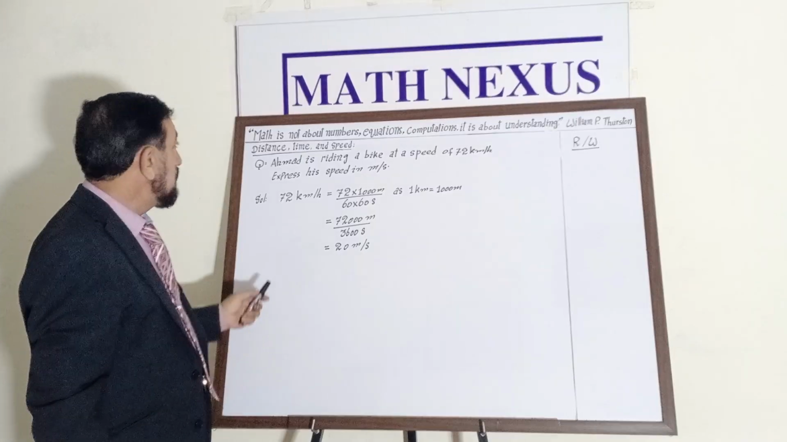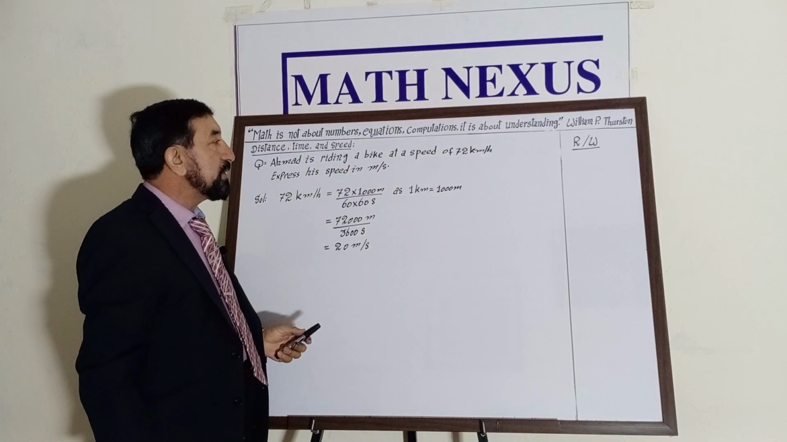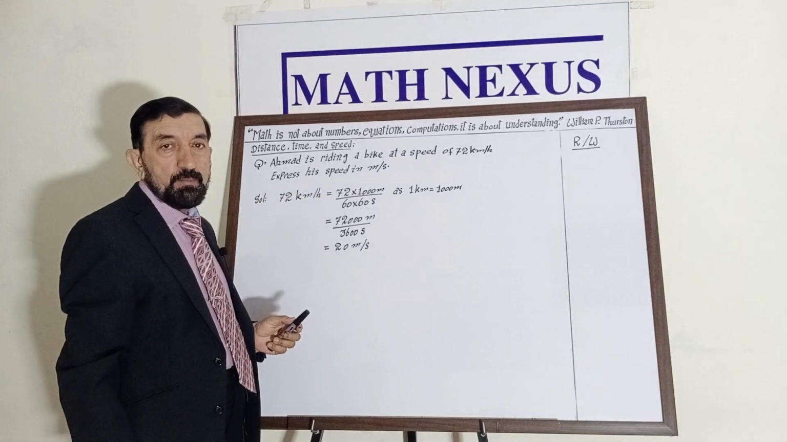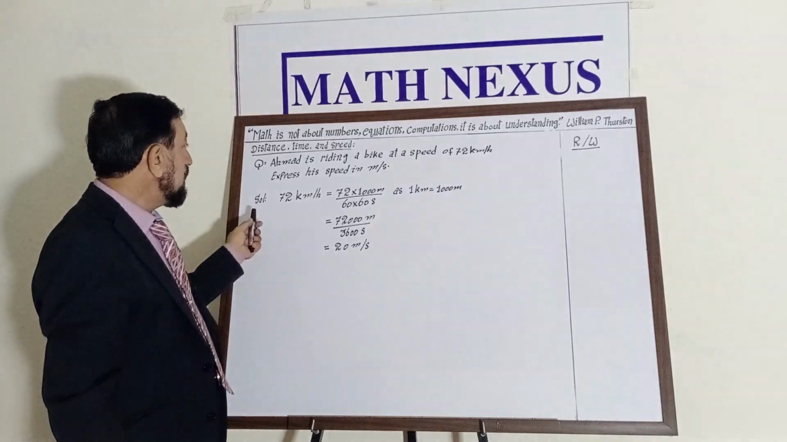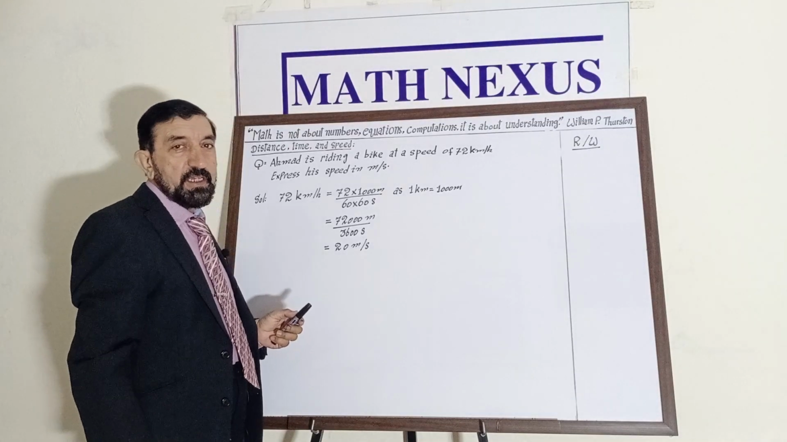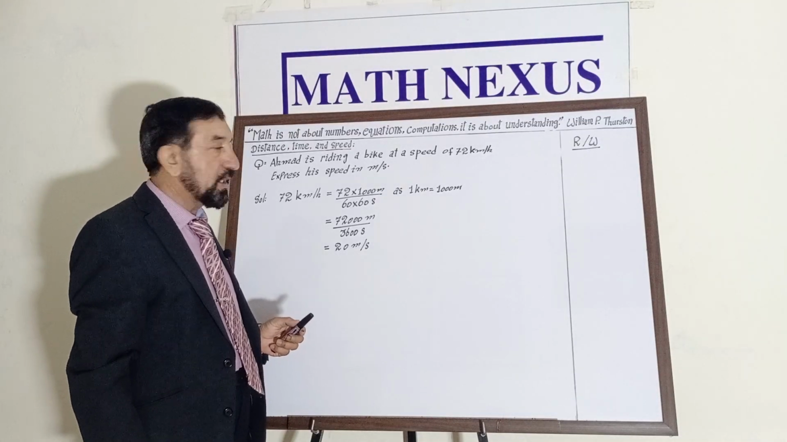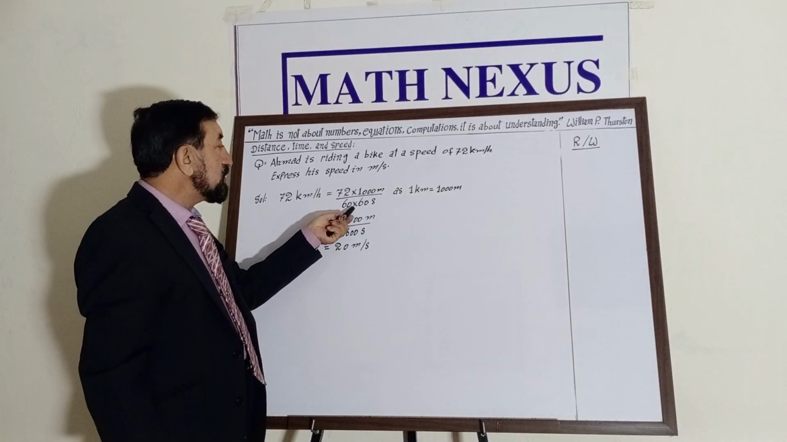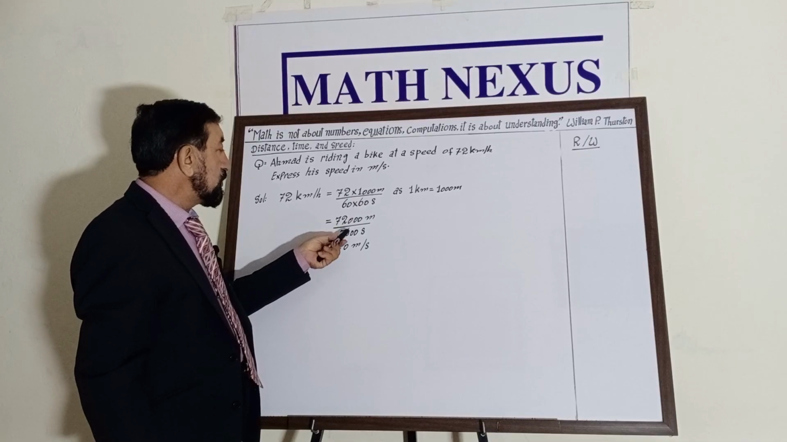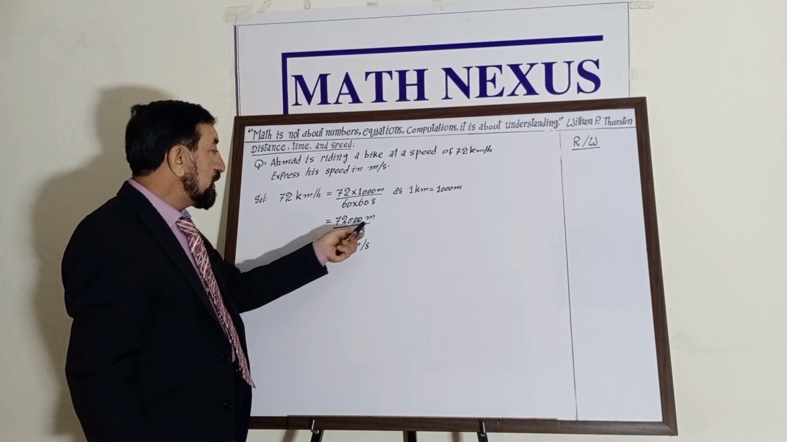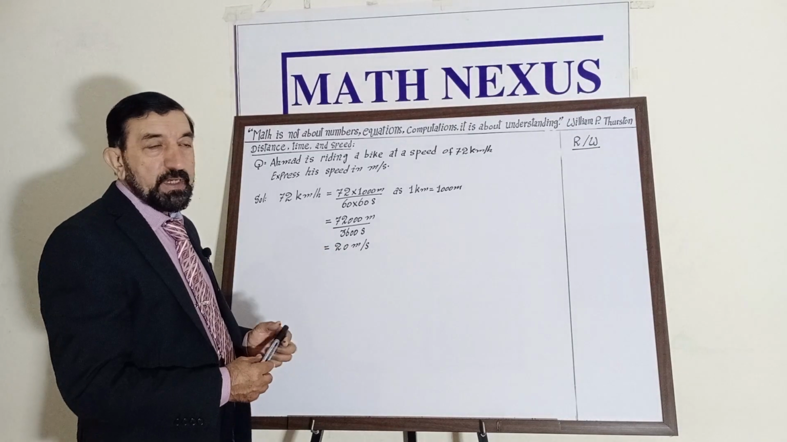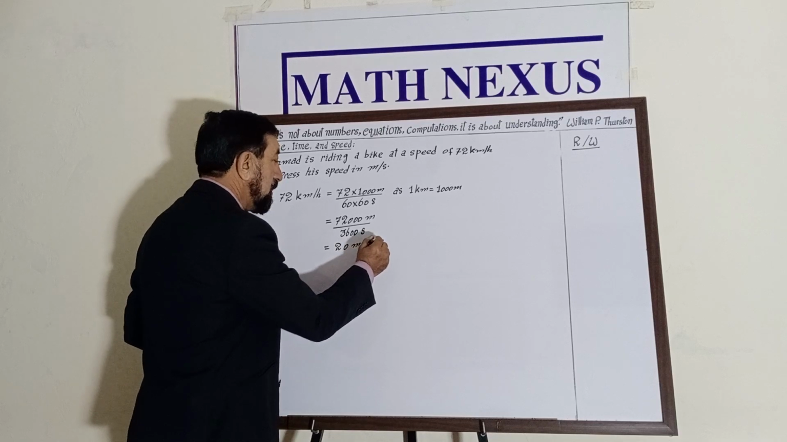Look at the question. Ahmed is riding a bike at a speed of 72 km per hour. Express his speed in meter per second. Solution: 72 km is equal to 72 into 1000 meter, as 1 km is equal to 1000 meter, upon 60 into 60 second. 72 into 1000 is 72,000 upon 3600 meter per second. To divide, this is equal to 20 meter per second. This is the answer to the question.